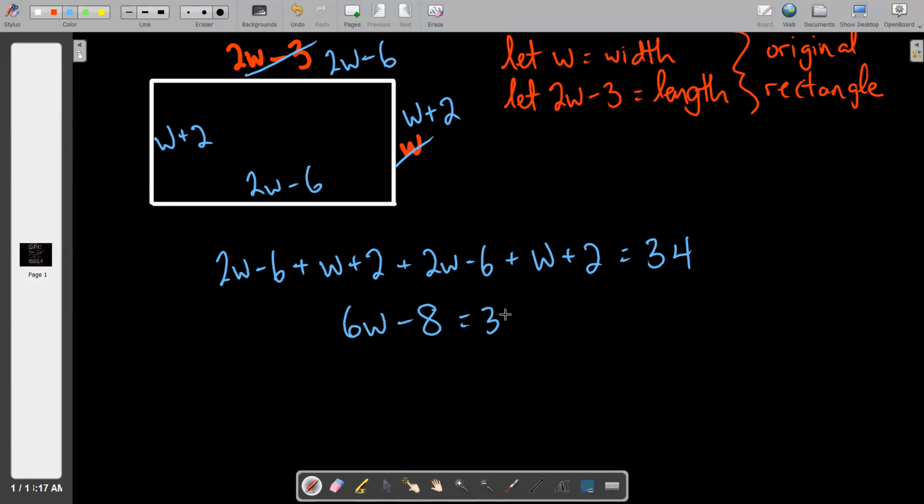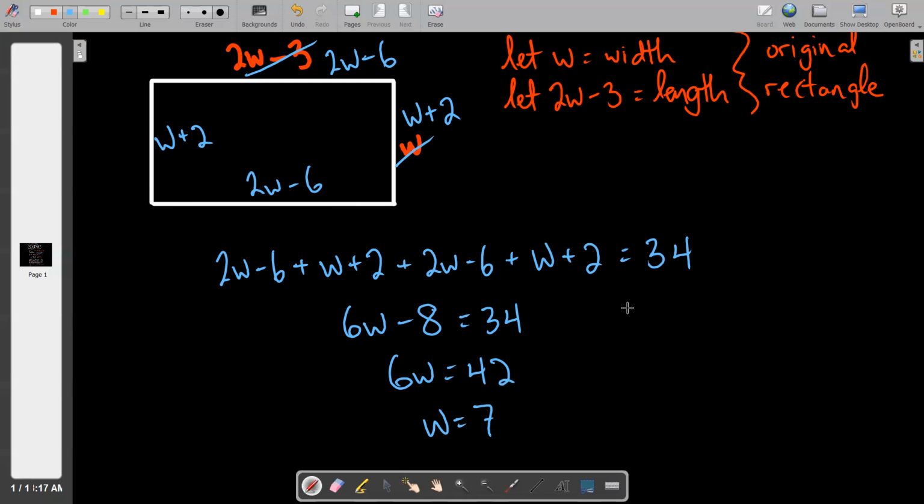Indeed. Combining all of our terms together, right? Add 8 to both sides, you get 6W equals 42. Divide by 6 and you get W is 7. Nice.